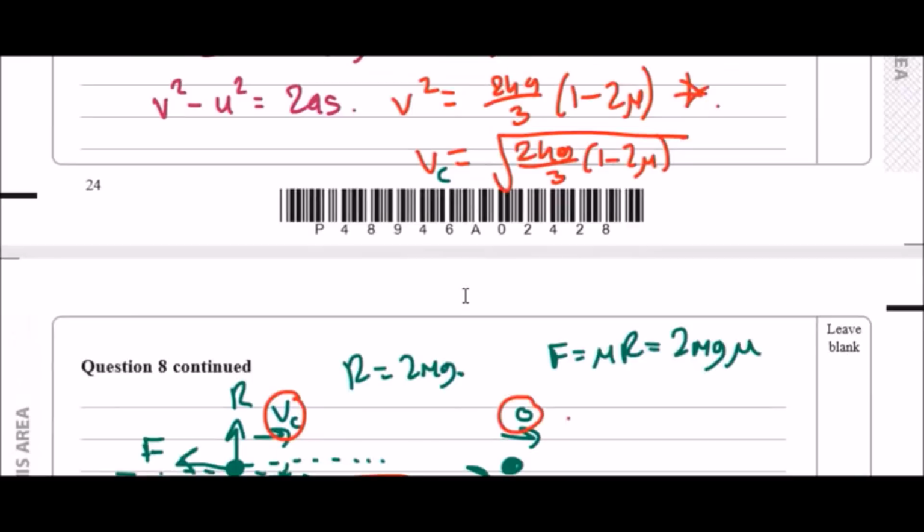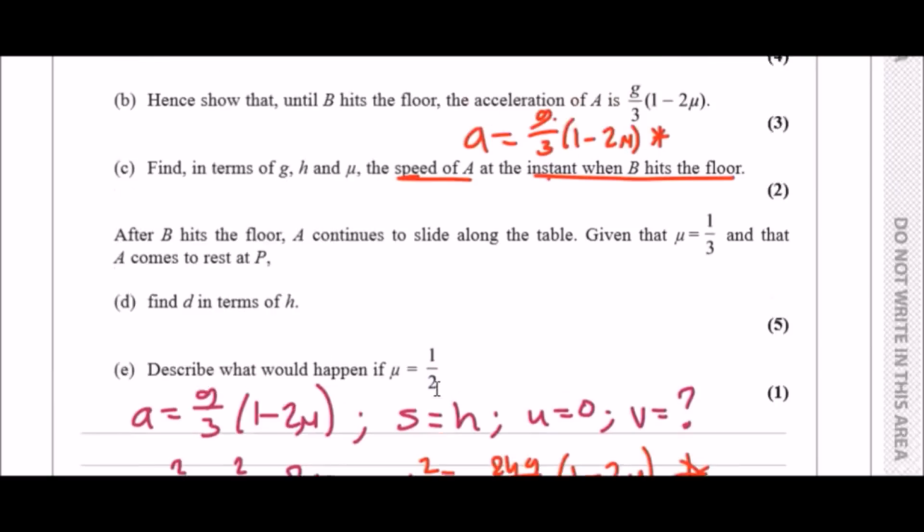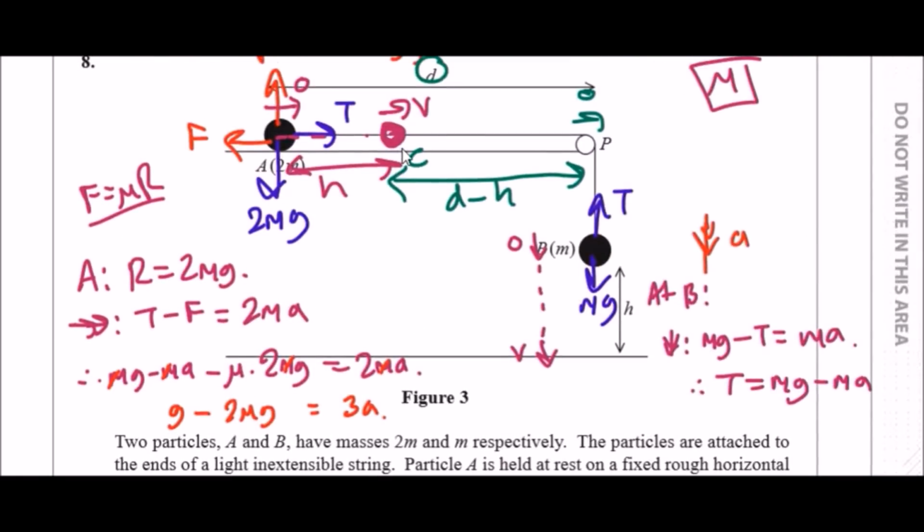And now for the final statement, describe what would happen if mu is half. Well, if mu is half, let's just see what happens. Just look at this vc for a second. If you substitute mu is half here, you'll get 1 minus 2 times a half. That will equate to 0. So you effectively have 0 times this quantity, which will be 0, meaning the speed at this point was 0, meaning it's never reached this point.